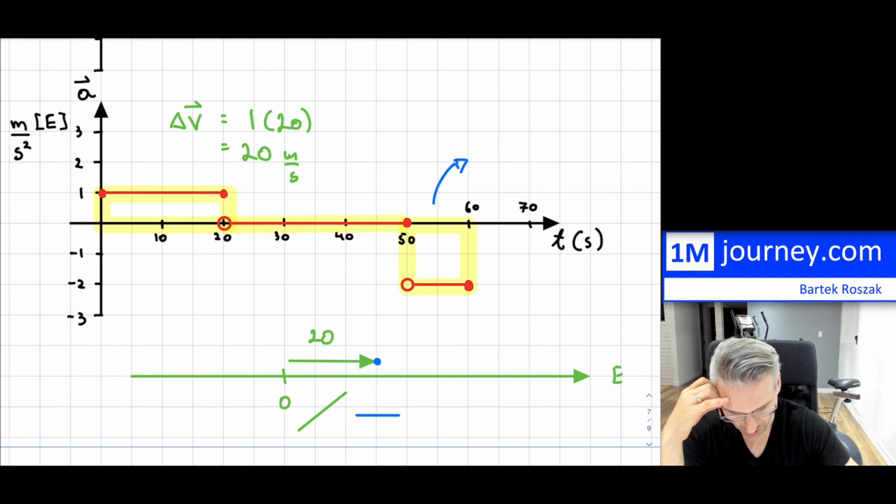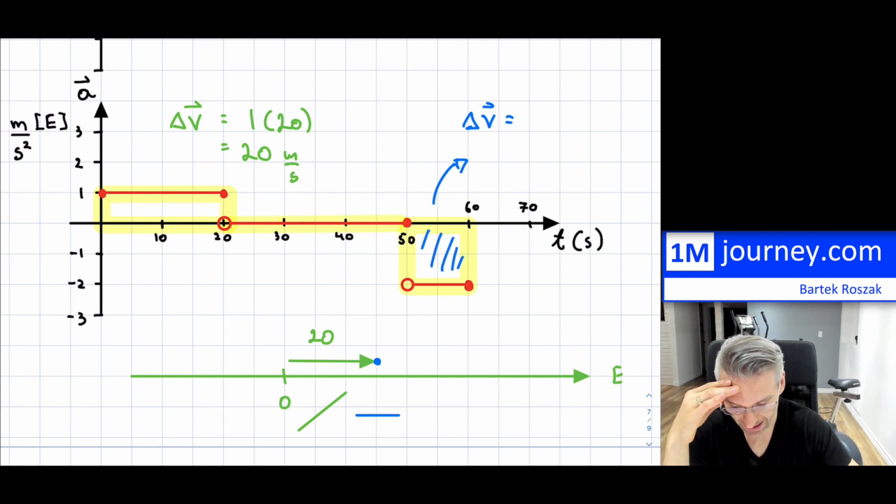Well, so this particular change in velocity is going to be, so we need the area right here. So that's this particular area. Now it isn't going to be negative. So notice it's -2 times 10 seconds. And this looks like it's minus 20 meters per second, right?